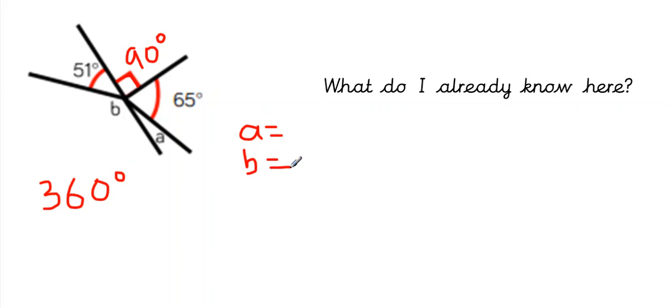Okay, so first of all, I'm going to look for any straight lines. I can see that I've got a straight line here. Then I'm going to see if any of my angles are on a straight line. So I can see that B is on a straight line here. So I'm going to work out angle B using my knowledge of straight lines. I know that there are 180 degrees in a straight line, and I'm going to take away 51 from that 180 degrees.